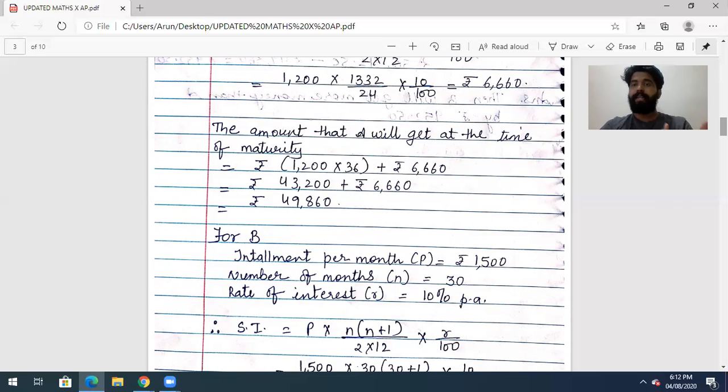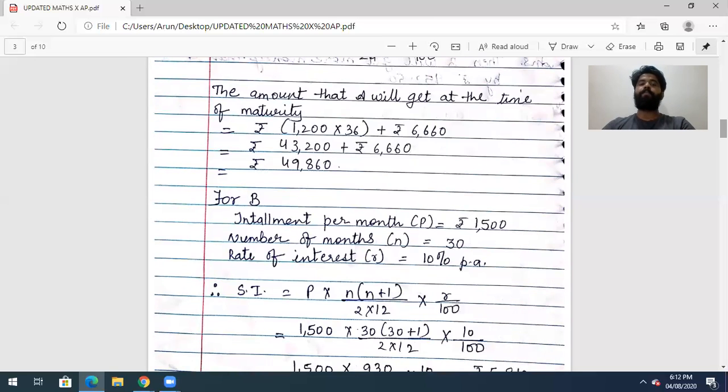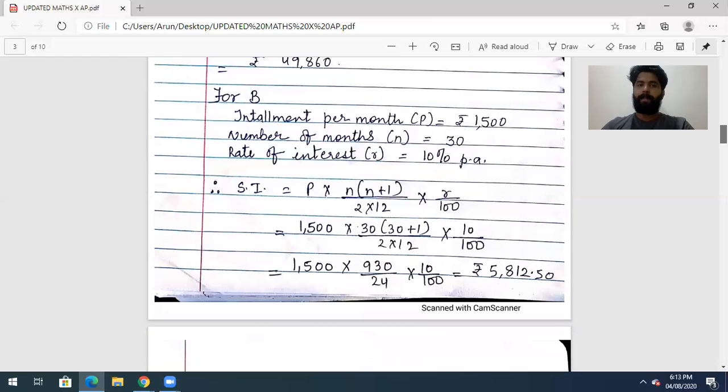Now to calculate his maturity value, we know maturity value is sum deposited plus interest. Sum deposited is P into N, which is 1200 into 36. So we can say amount that A will get at the time of maturity is 1200 into 36 plus the interest, which is 6660. We have 43,200 plus rupees 6,660, which is rupees 49,860. So this is the maturity value for A. इतना amount A को मिलेगा at the time of maturity. ठीक है? Now we'll go on to the calculations for B.